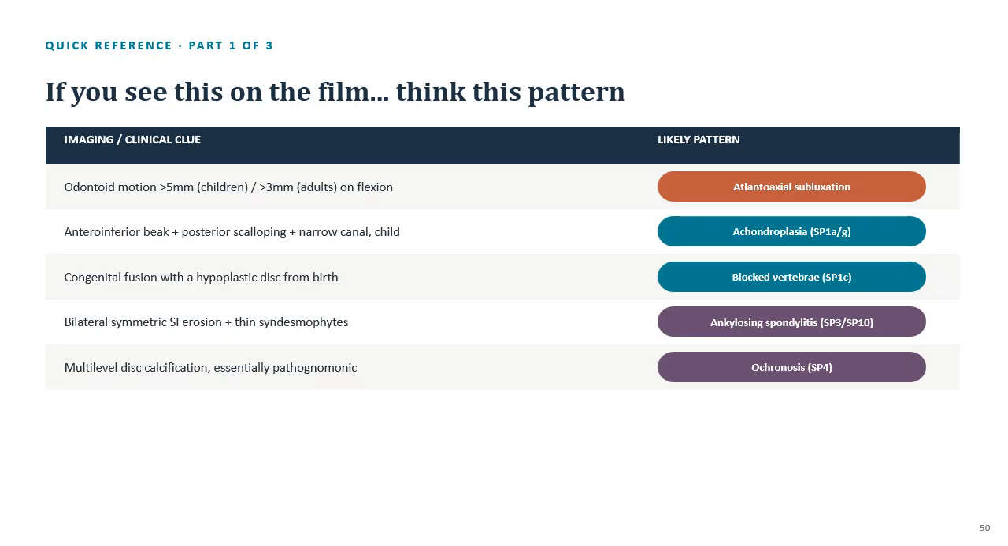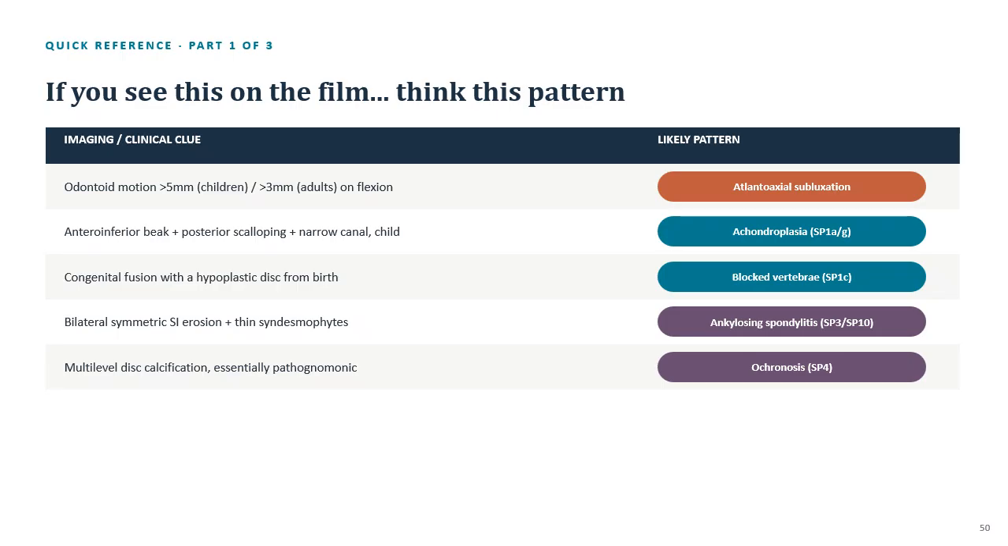Again, I'm not trying to memorize this stuff, but we just want to have an idea of what normal is versus abnormal. If we're seeing that the patient's odontoid has moved too much, higher than it should be, when we're looking at the neck being flexed, more than 5 millimeters in a child, or more than 3 millimeters in an adult, we're talking about atlantoaxial subluxation, meaning there's too much movement between C1 and C2. So there's some sort of neck instability there.